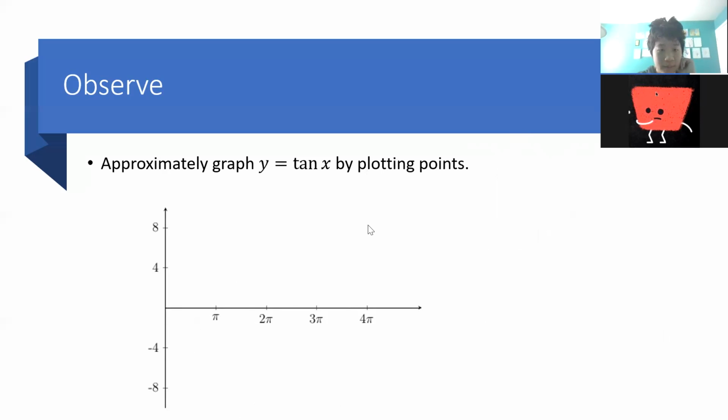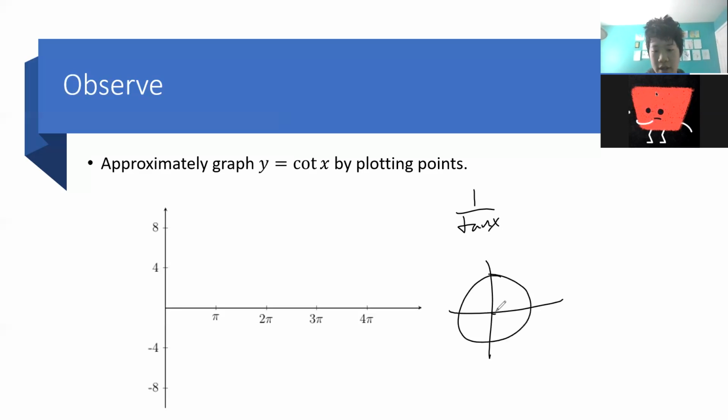Cotangent x. Well, remember, cotangent is 1 over tangent. So let's first look at this. Initially, tangent is 0, which means cotangent is 1 over 0, which is infinity. So it's really high up. So the asymptote actually starts out at 0. And as we move to pi over 2, tangent goes to infinity, which means cotangent goes to 0. So as we get to pi over 2, cotangent comes down to 0.